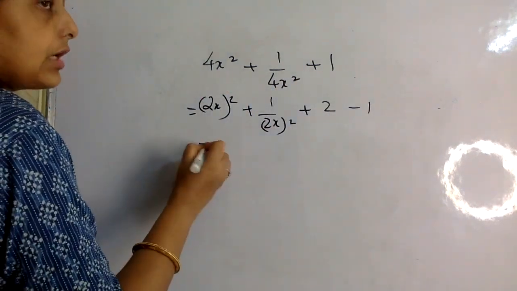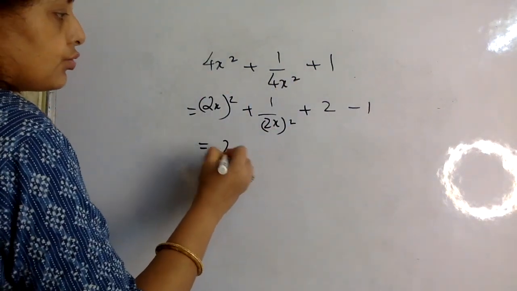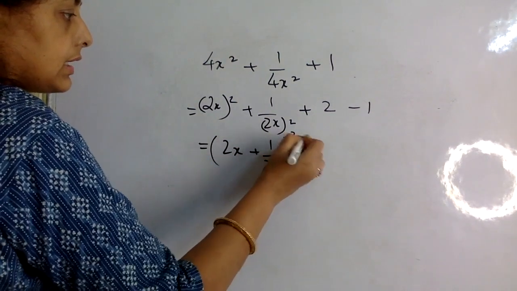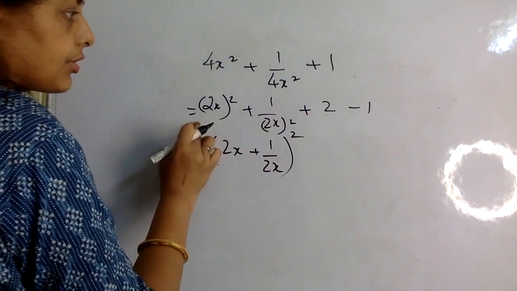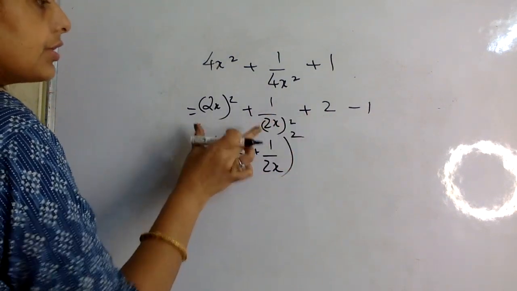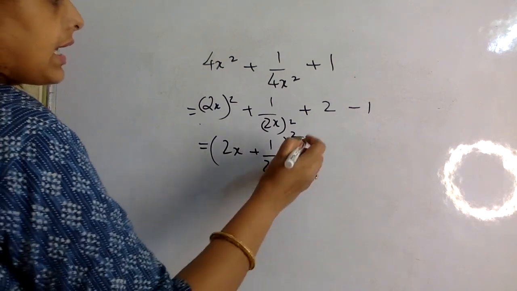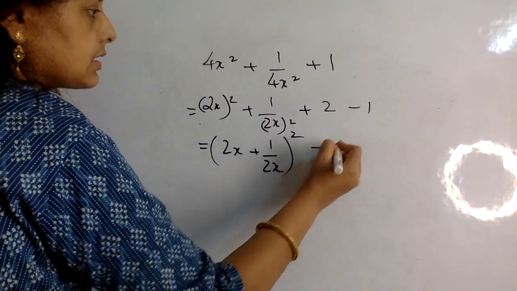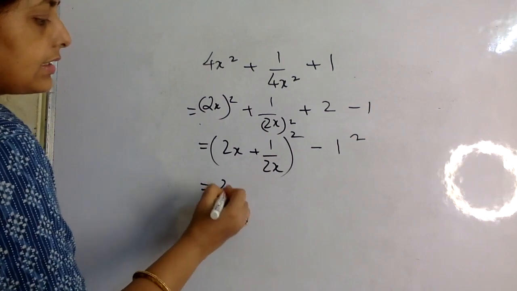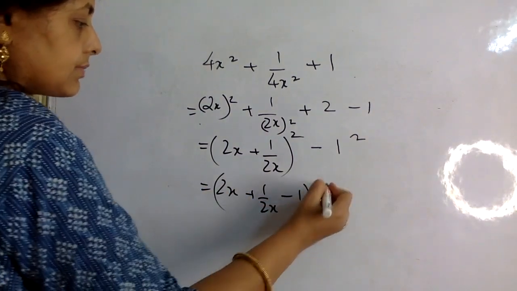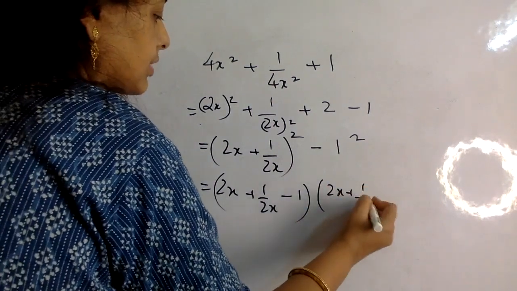Now I have 2x plus 1 by 2x whole square. This is here to here. I am not putting a bracket, but here to here gives me this. If I bring it to the square form, and minus 1 square, that gives me a minus b: 2x plus 1 by 2x minus 1, and 2x plus 1 by 2x plus 1.